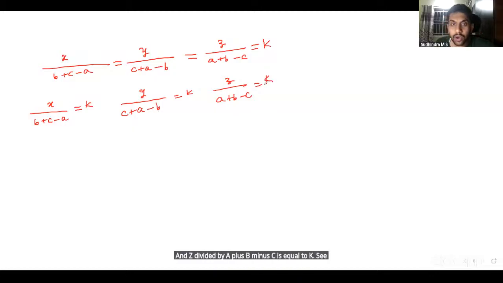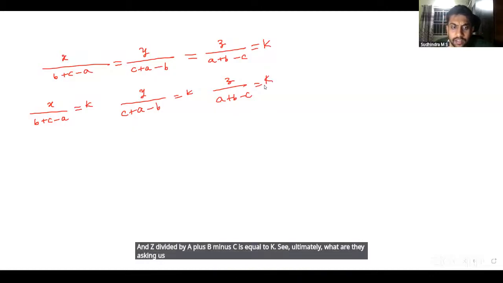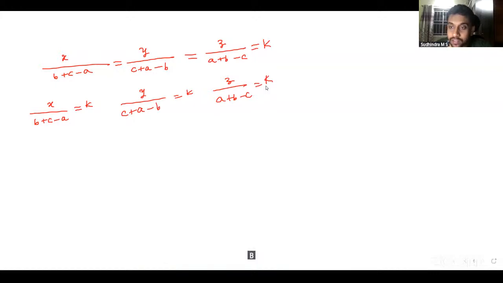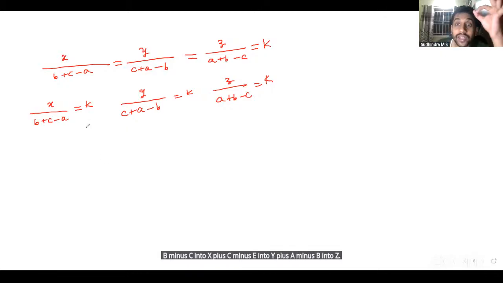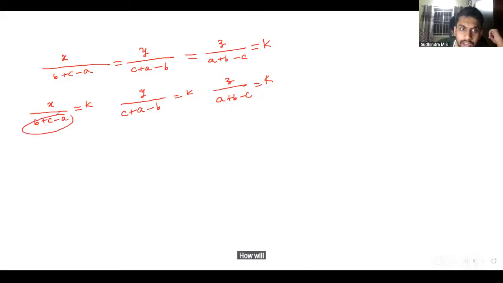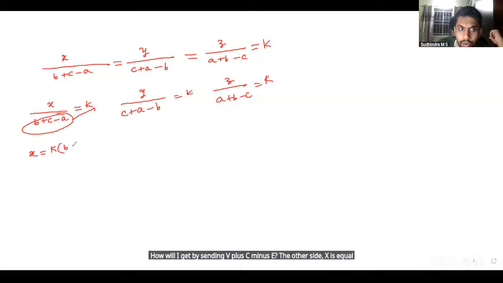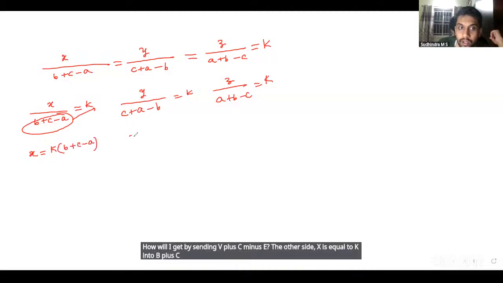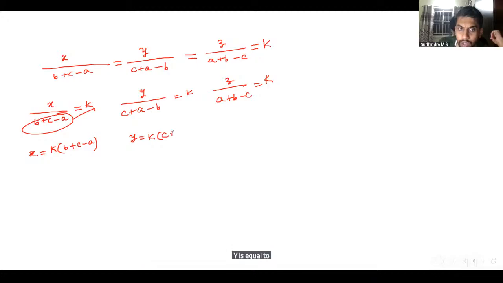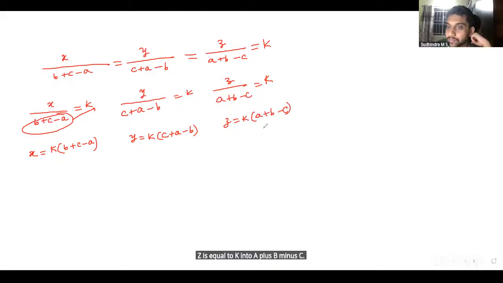See, ultimately, what are they asking us? They are asking us b minus c into x plus c minus a into y plus a minus b into z. So we want x, y, and z values. How will I get them? By sending b plus c minus a to the other side. x is equal to k into b plus c minus a. y is equal to k into c plus a minus b. z is equal to k into a plus b minus c. Now we know the values of x, y, and z.